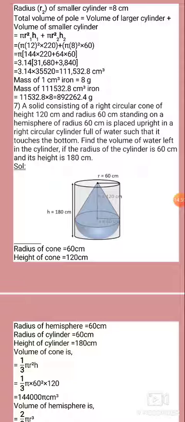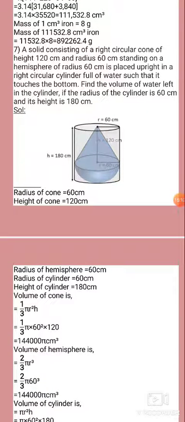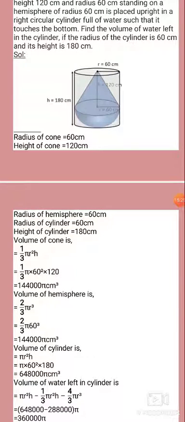So volume of the cone is 1 by 3 pi r square h. So 1 by 3 pi into 60 square into 120. So what is that? 1,44,000 pi centimeter cube. Same as volume of hemisphere is 2 by 3 pi r cube. So 2 by 3 pi into 60 cube, which is also what? 1,44,000 pi centimeter cube. Now volume of the cylinder is what? Pi r square h. So pi into 60 square into 180. What? 6,48,000 pi centimeter cube.